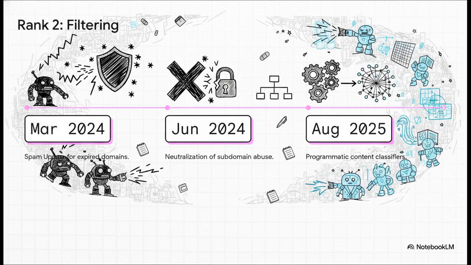Which leads us to rank 2, filtering and mechanical debugging. This rank gives us basically a front row seat to the global spam wars. The Shadow Core meticulously tracked every single patch designed to fight automation. The spam update in March 2024? Tracked. The neutralization of subdomain abuse? Tracked. All the way up to those massive programmatic content classifiers deployed in August 2025.